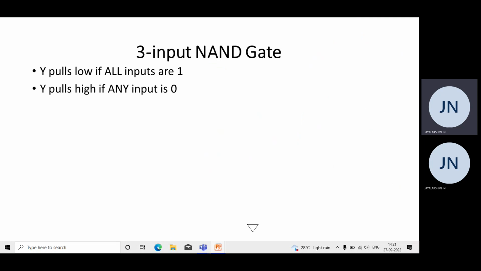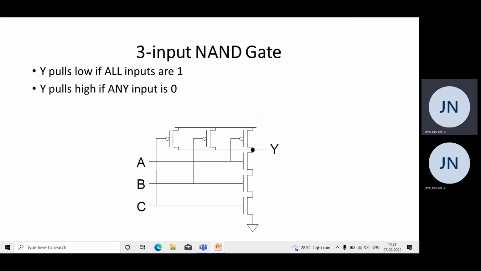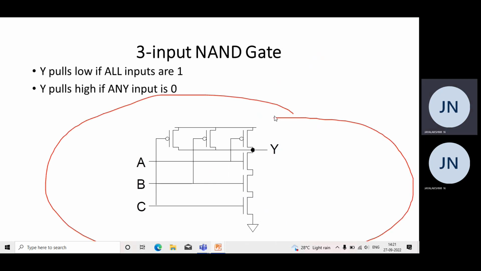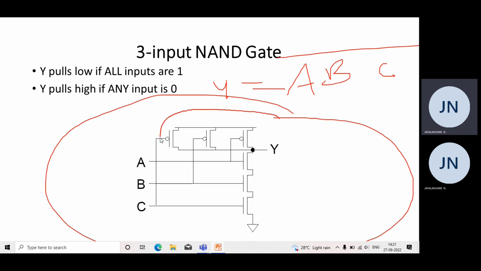Next, we're going to see the 3 input NAND gate. This is the schematic diagram of a 3 input CMOS NAND gate. As I said, the expression for the 3 input CMOS NAND gate is Y is equal to A into B into C whole bar. Here the pull-up network consists of PMOS transistors and the pull-down network consists of NMOS transistors. Since it is a dot operation, the PMOS transistors should be connected in parallel and the NMOS transistors should be connected in series.